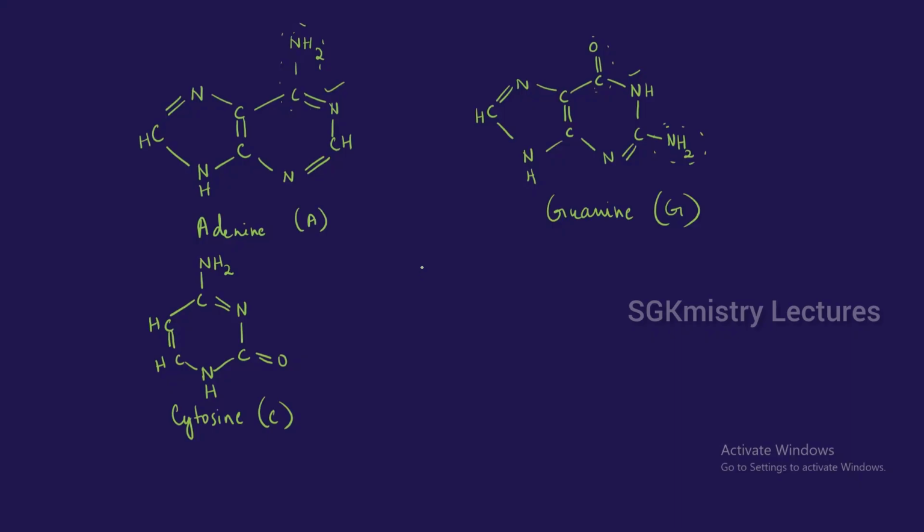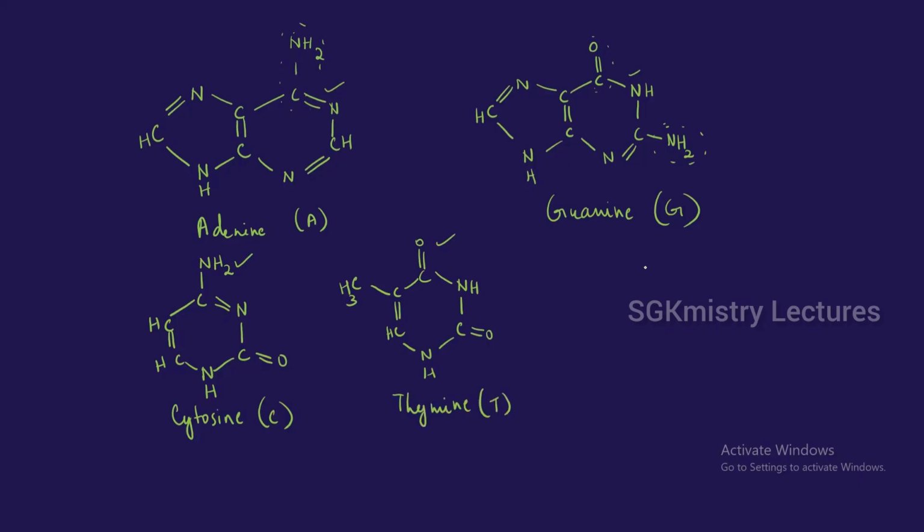Thymine, here also it is a single ring structure, a six-membered ring. Again, alternate C and N. So here C double bond O, NH. Here again CH, double bond C. But instead of the H that was there in cytosine, we have one additional CH3 group here. And instead of NH2, here there is a C double bond O group. That is the only difference between cytosine and thymine.